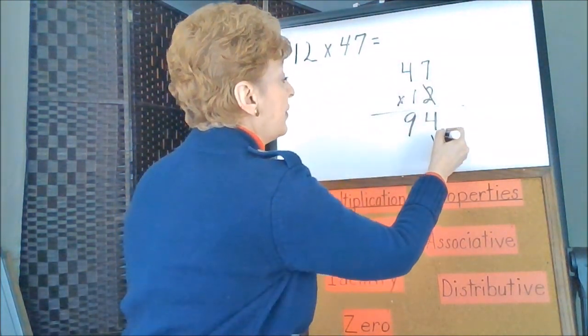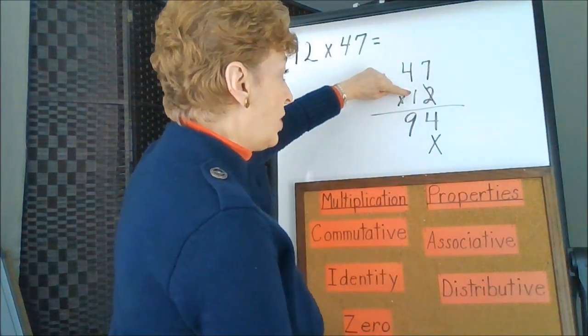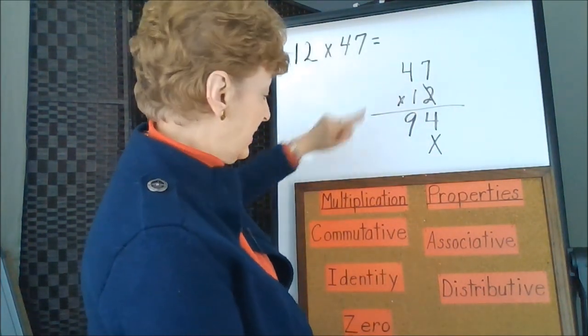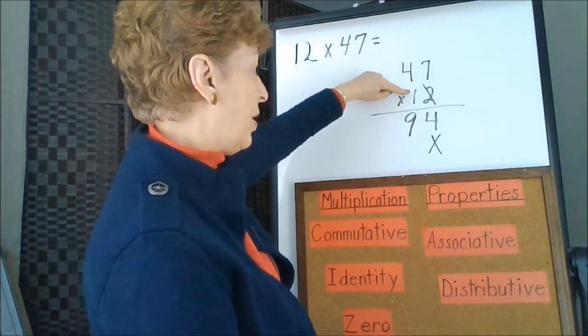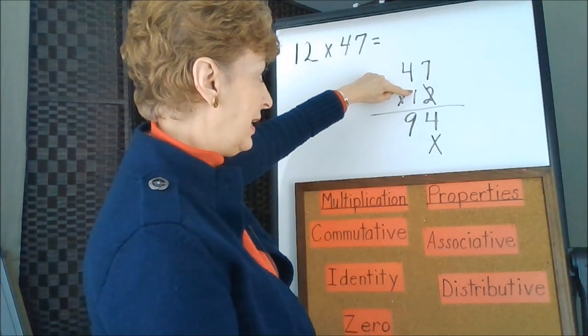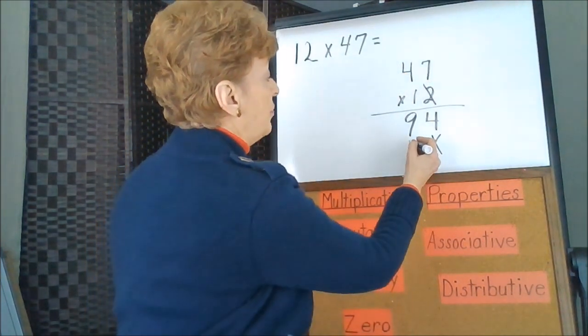We're going to X out the 2 spot, the ones column spot, before we go on to multiply by 1. The identity property of multiplication says anytime you multiply anything by 1, it's that number. So I can just copy down 47.